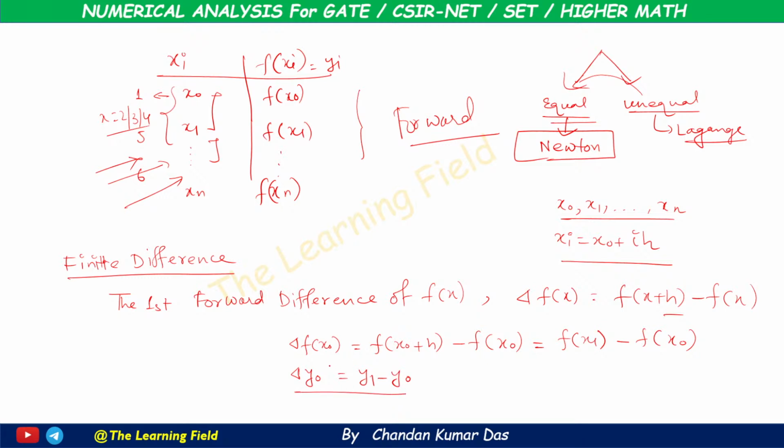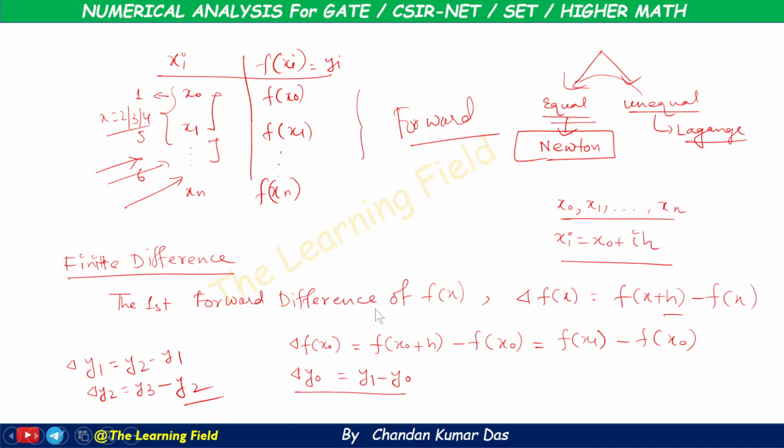Okay, so this is the first differences, finite differences. You can also write delta of y1 equal to y2 minus y1, and delta of y2 equal to y3 minus y2. This is the definition of the finite forward differences.